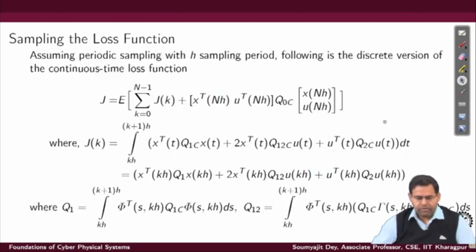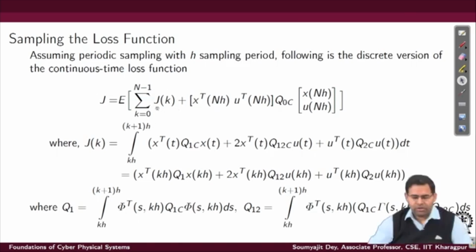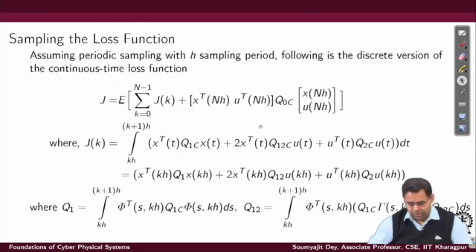So, let us go about this in the discrete domain. In the discrete domain we will change the integral to a summation, and we are assuming periodic sampling with h as the sampling period in a discretized version. So, this entire thing will now look like this. J is basically starting from k equal to 0 to n minus 1, and you are summing over this J_k, where J_k is this integral in a single step, plus the last state term, this one that we talked about here. So, let us first understand what just happened.